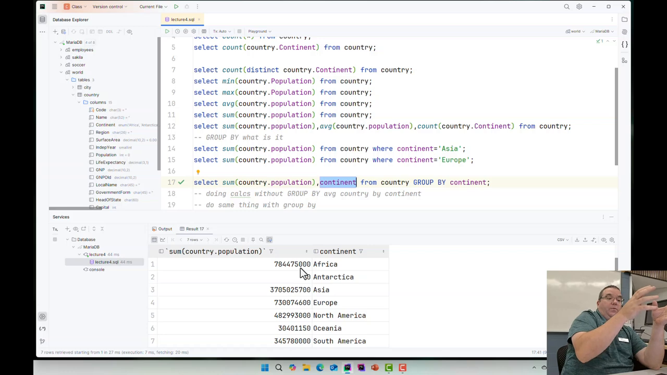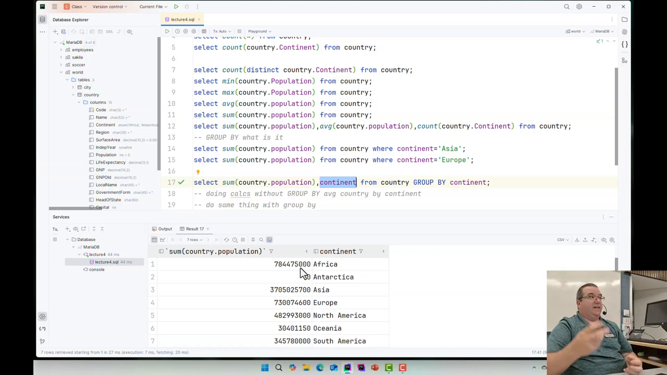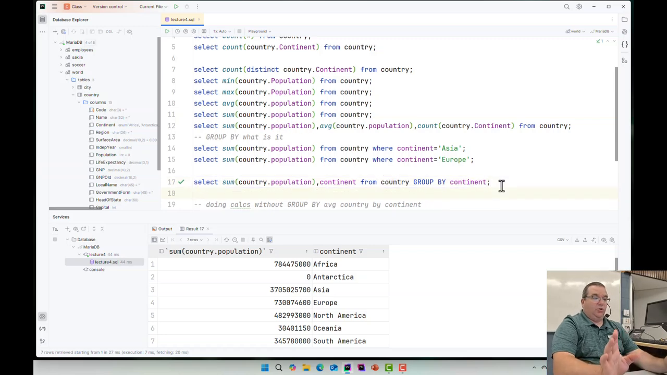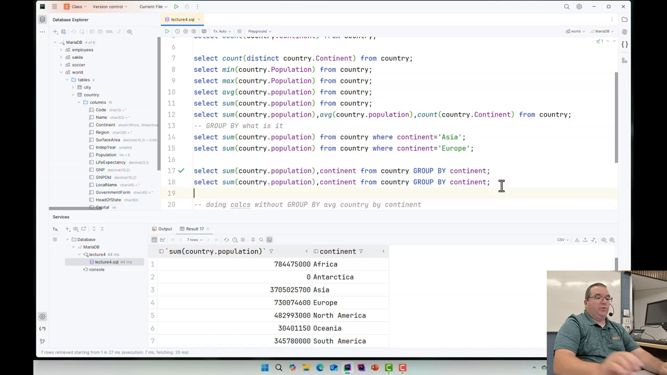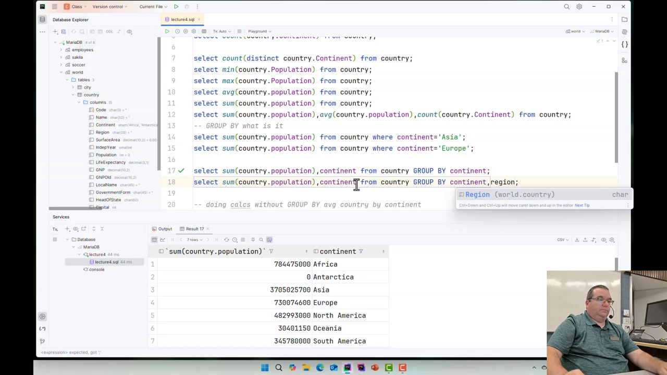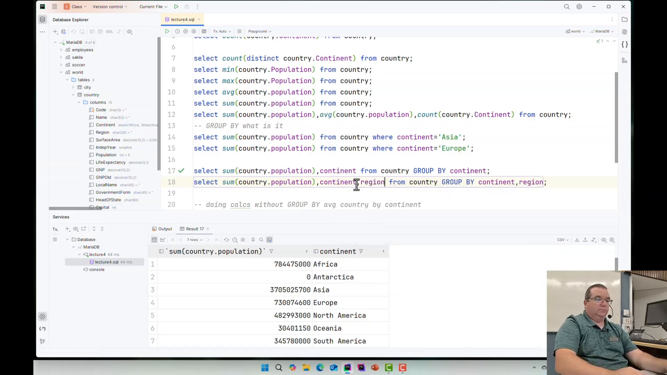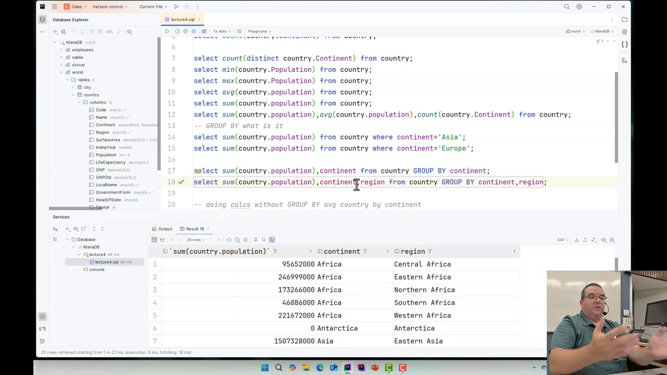But what this allows you to do is summarize totals by a value, a display value. Now, this is fine and all, but if we want, we can also do multiple group bys. And now we've got two totals.